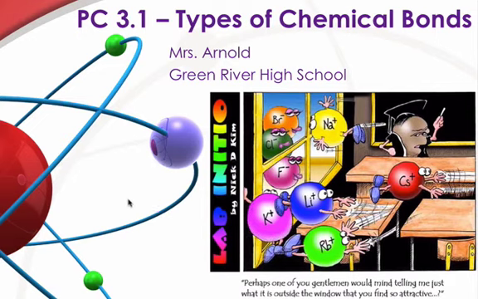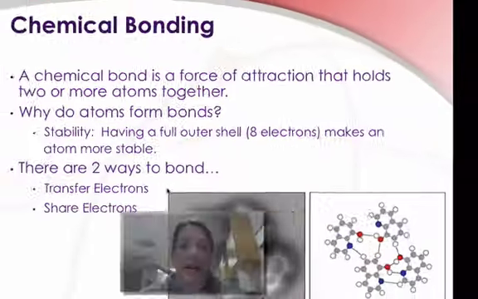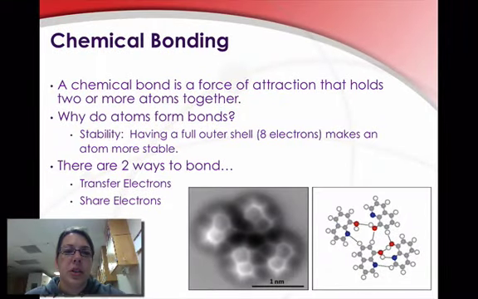This is podcast 3.1 for chemistry, and we're going to talk about the types of chemical bonds that there are. So, general definition, a chemical bond is a force of attraction that holds two or more atoms together. We want to know, how are these compounds forming? Why do they form from all the elements that we have on the periodic table?